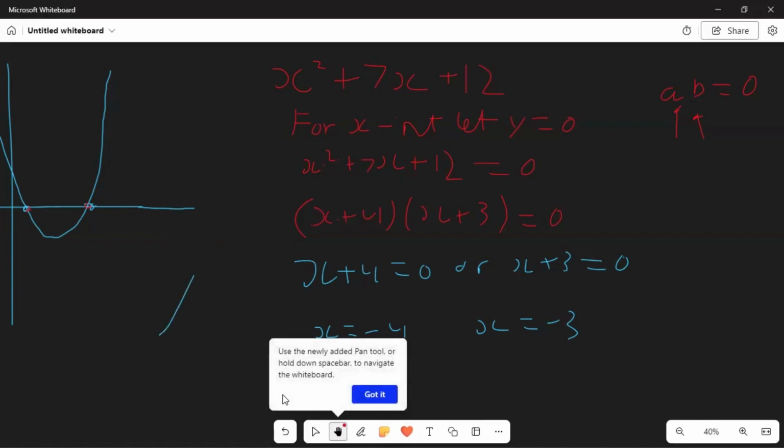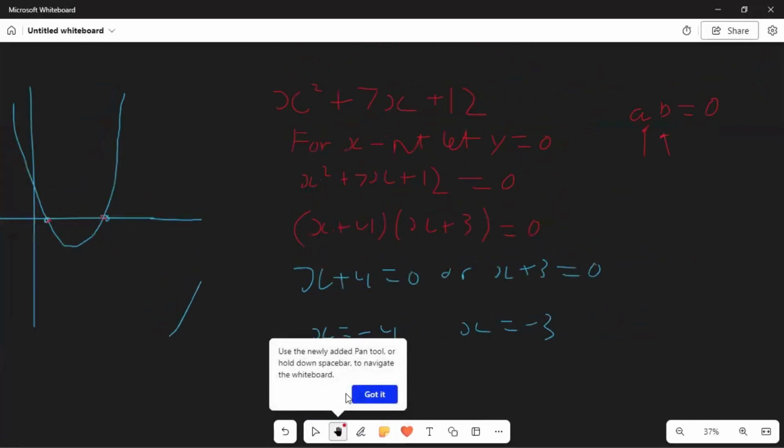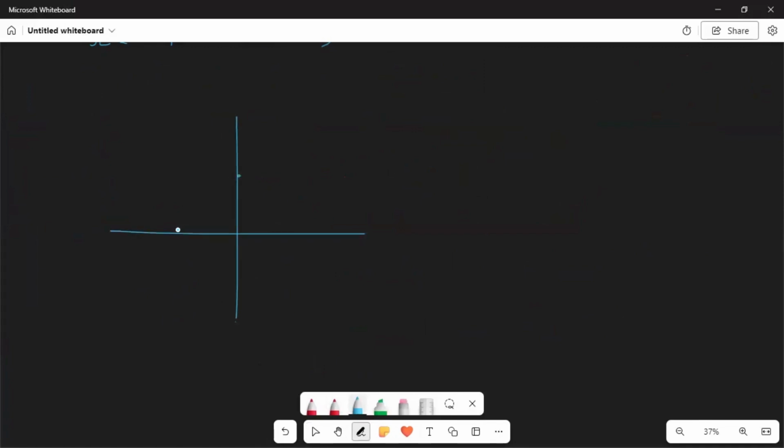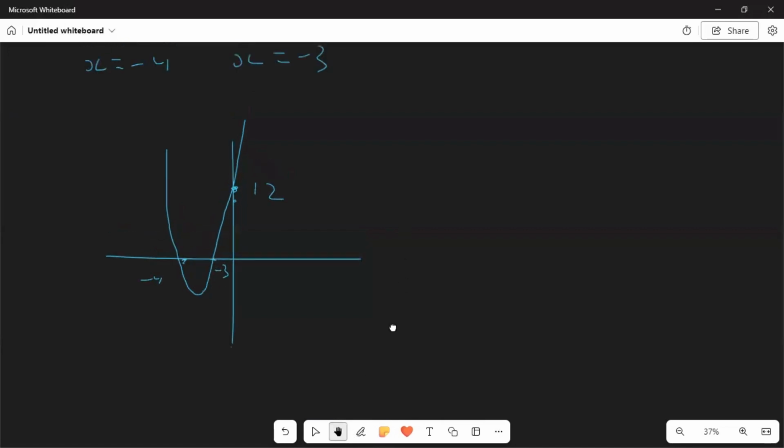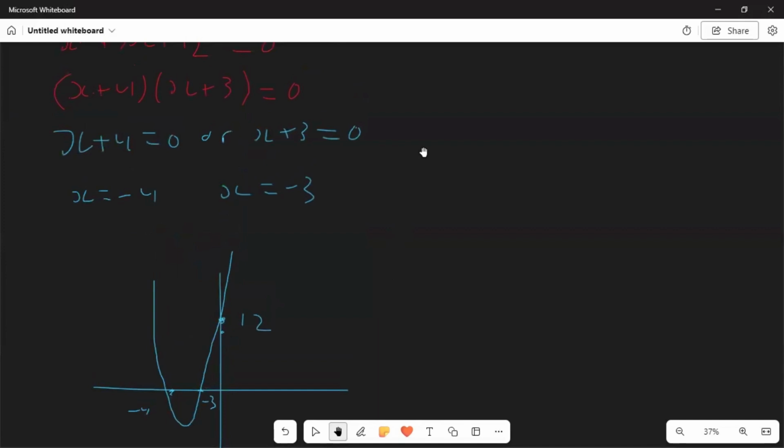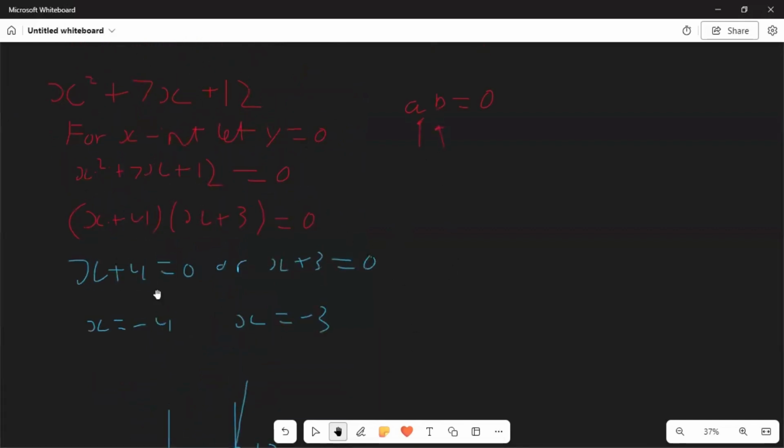On a graph, this will look something like this. If we graph this, we'd have the y-intercept here, which would be 12, then we have negative 4 and negative 3. That's not the best drawing, but I think you get the idea. Those are the x-intercepts. So this is one way we can find the x-intercepts, by factorizing.